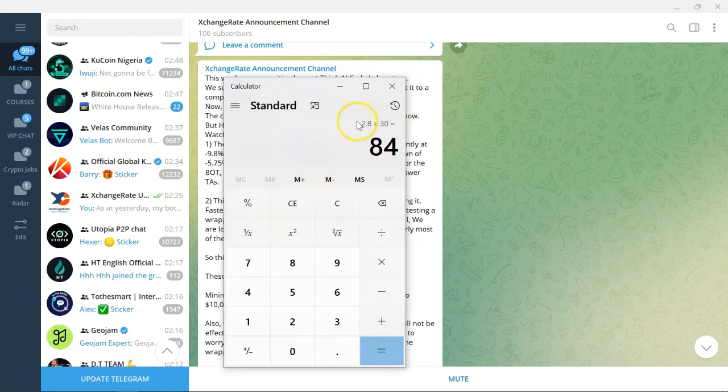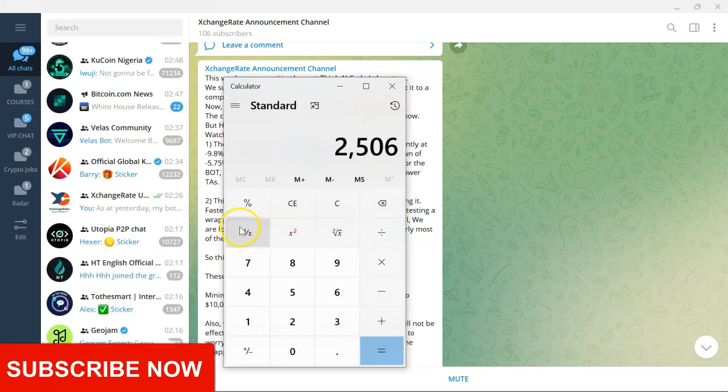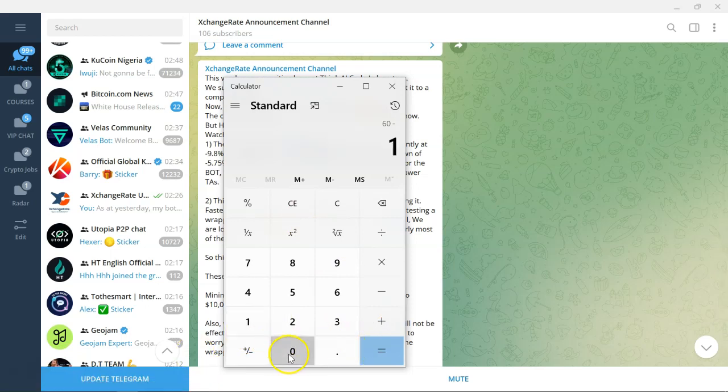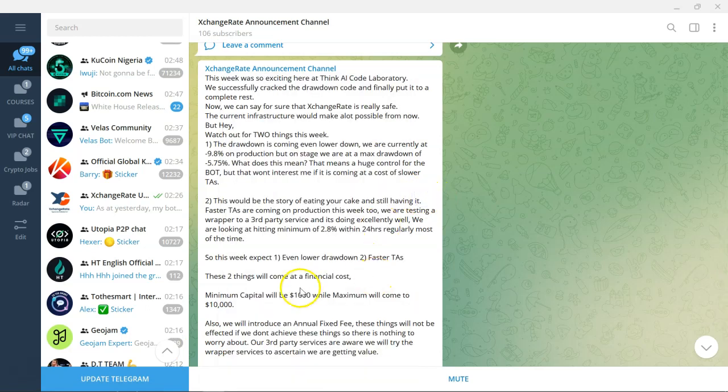I don't like to put my hopes so high. If you know me, I always try to be conservative with figures. So let's assume that you are making 50% profit in a month, or let's assume that you made a 60% profit for that month, and the bot had a drawdown of 10%. That's 50% for that month, which is still very much realistic. So this week, expect even lower drawdown, which makes sense, and faster TAs.